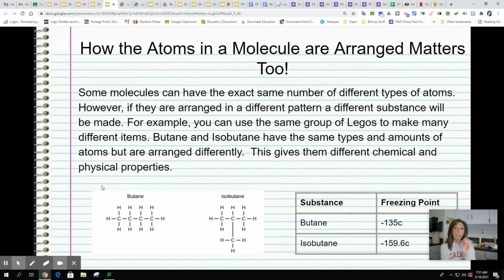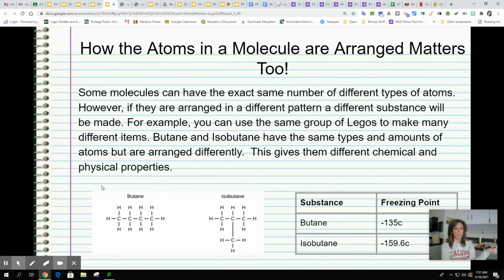For example, we can use the same group of Legos to make many different items, right? You could have 25 different kinds of Legos. You can make one thing with those 25 Legos, but if you take them apart and rearrange them into a different formation, then you might have a completely different looking structure. And that's exactly what happens with molecules, okay?